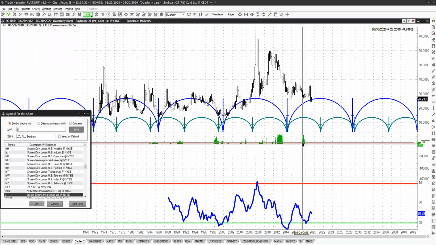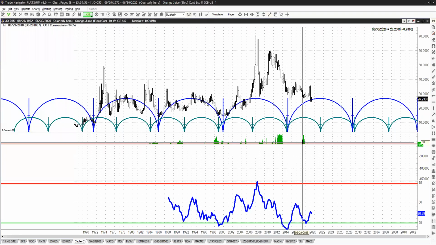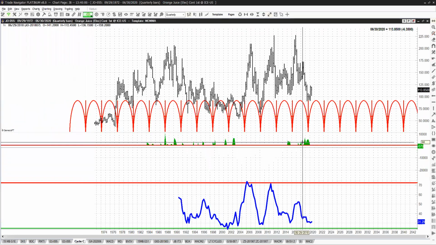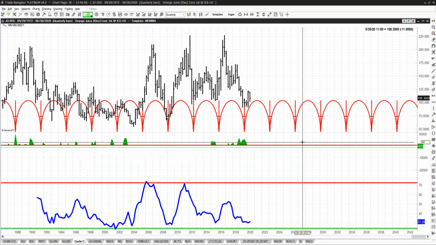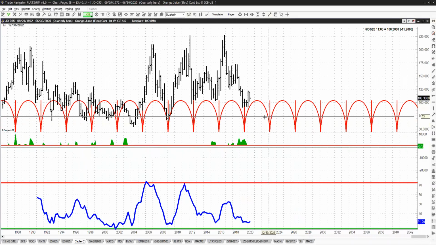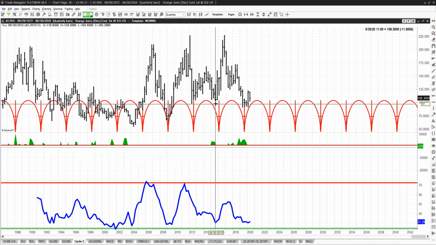Check this one out. Here we go. This is a market that I have not traded in probably 30 years. Believe it or not, orange juice. Look at the red cycle. It has been as close to perfect as you can imagine, by which I mean the lows come on time, the highs tend to come in the middle, not perfect, but very, very favorable.